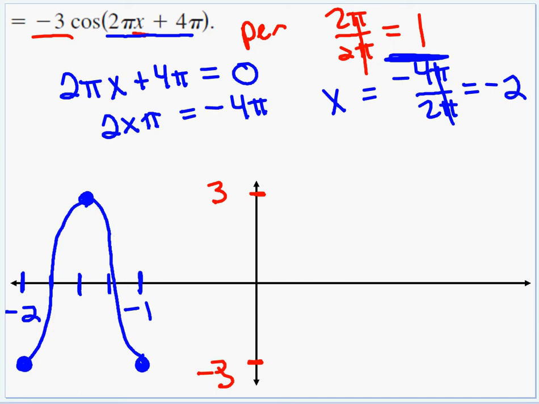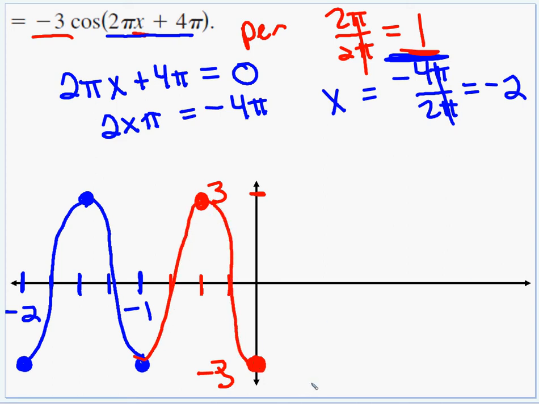Let's do another cycle. Period is still 1, so if we're from -1, we'll do another cycle by the time we get to the y-axis. So there's our beginning and ending valleys. Here at -1/2, we will have a peak, and we'll cross at -3/4 and -1/4. So here's another cycle of the graph, and I'm just having too much fun.